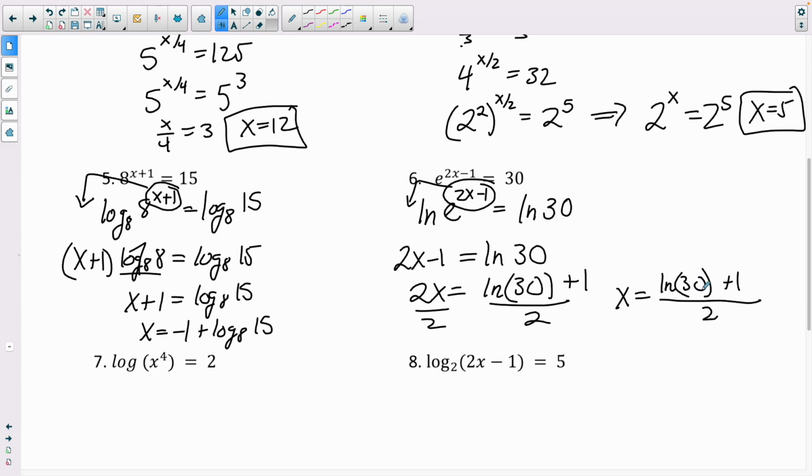I cannot touch anything with this 30. 30 does not get divided by 2. 30 does not get added by 1.